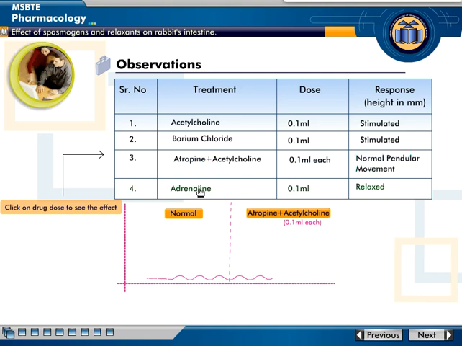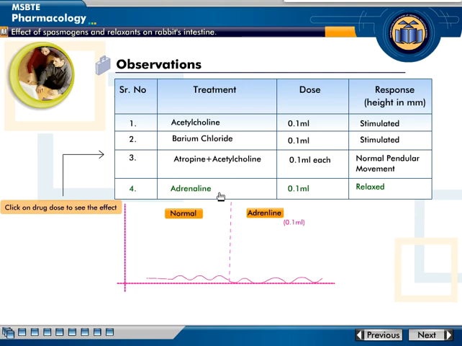Next drug, that is adrenaline. After the administration of 0.1 ml of adrenaline, it shows relaxation of smooth muscles of intestine. So look at the graph. The normal shows pendular movement, and after administration of 0.1 ml adrenaline, there is decrease in the height of the graph. That indicates adrenaline relaxes smooth muscles of intestine.